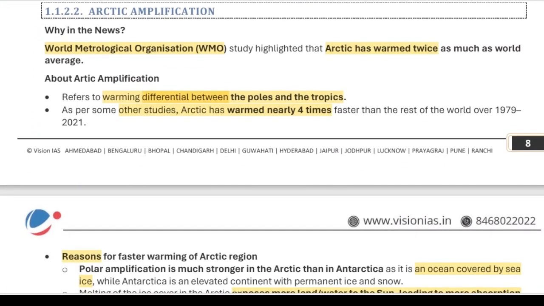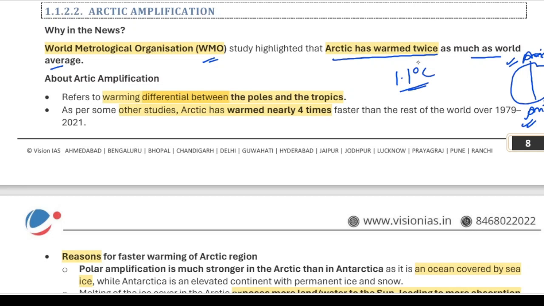Now, moving ahead, Antarctic amplification. Under climate change and global warming, what we have read: this is the Arctic, this is the Antarctic. We have already read about the glacial ice melt of the Antarctic. Now, what effect is global warming creating on this Arctic region? According to the WMO, the Arctic warmed twice as much as the world average. The average global warming is nearly 1.1 degrees Celsius today.